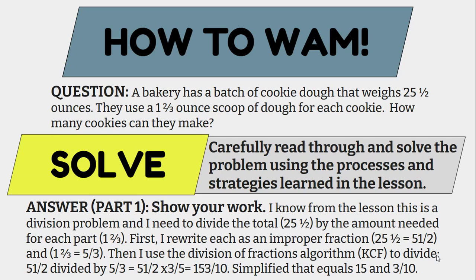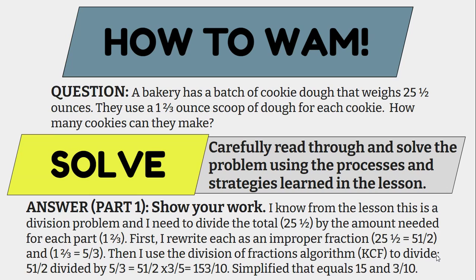So step one is to solve. We're going to solve the problem by carefully reading the question, thinking about the processes and strategies we learned in the lesson, and showing our work. I know from lesson 1.06 that this is going to be a division problem, that I'm going to need to determine my total and the amount I'm dividing by. In this case, the total is the number of ounces of cookie dough that we have, so the 25.5 ounces that we're starting with. And the amount I need for each individual cookie is 1 2/3 of an ounce.